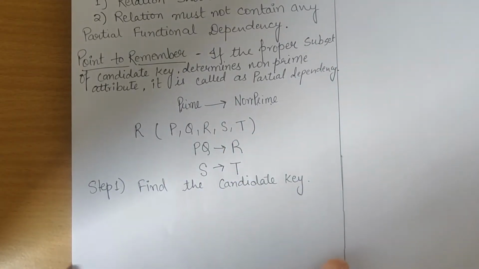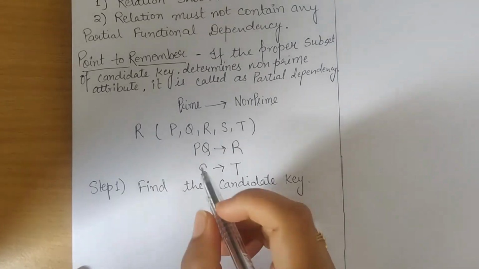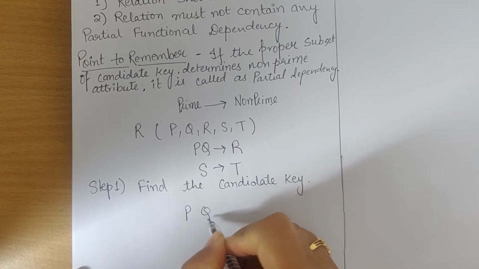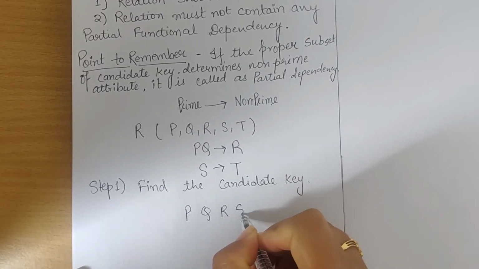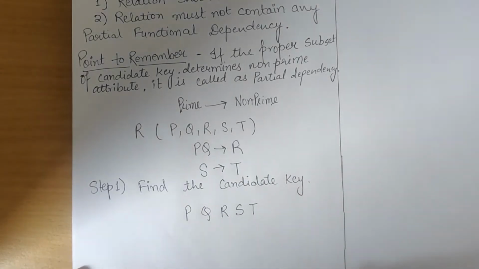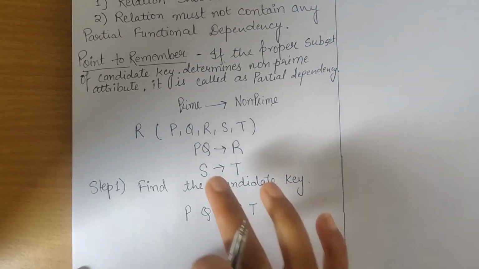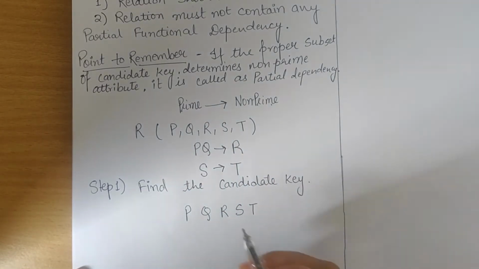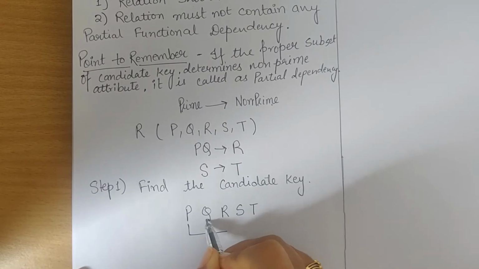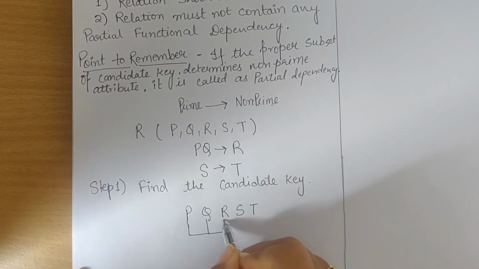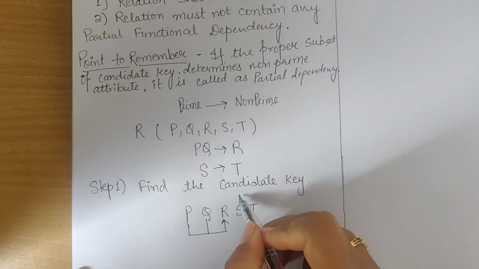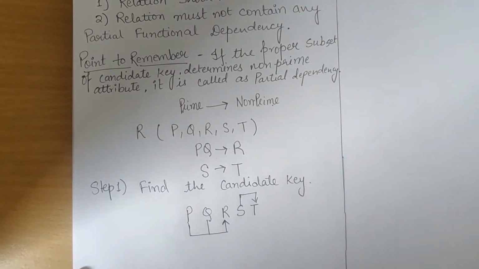First thing, I have to find out the director of this show. How to find out the director? I will write the attributes. So how many attributes do I have in this relation? P, Q, R, S and T. Fine, 5 attributes I have. Now I will find out who is giving direction to which attribute. If you can see, PQ together is giving a direction to R. Then S is giving directions to T.